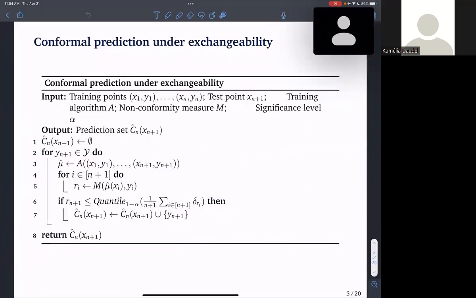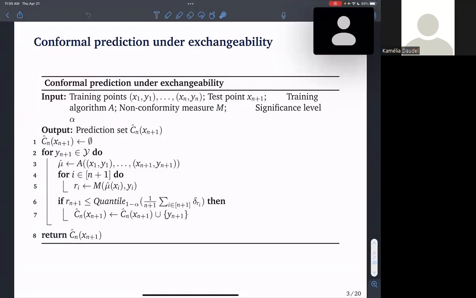Okay, so we start off with conformal prediction under exchangeability, and this is the algorithm itself. I'll briefly go over the description and then talk about the bounds that they have under exchangeability. The input to the algorithm is the training data, so you have n data points given for training, and you have a test point x_{n+1}. Then you have the training algorithm A, a non-conformity measure M, and a significance level alpha. The training algorithm could be any algorithm. For classification, you can think of SVMs. For regression, you can think of a linear regression model.